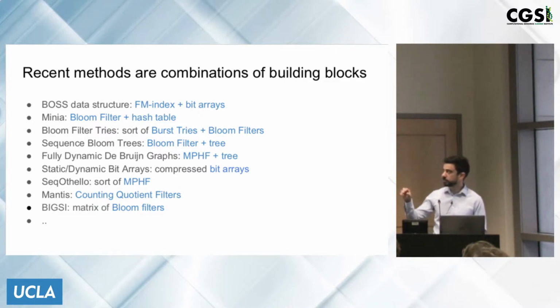Minia, which is the de Bruijn graph representation, is a Bloom filter and a hash table, and so on for many others. So you can see that there's essentially a small set of interesting structures that make up the diversity of all k-mer data structures that you see today. So I think now is a good time to go over the blue things, and I will not have time, of course, to talk about the black things on the left.